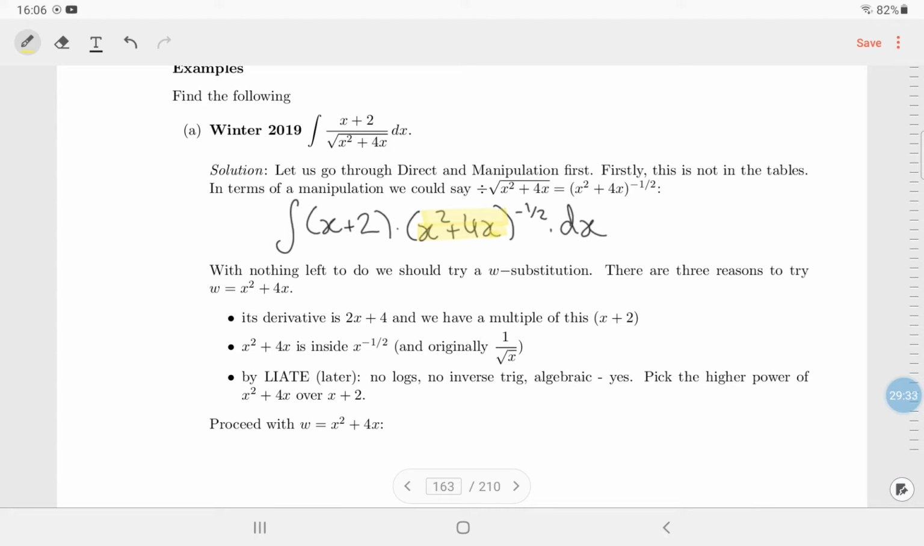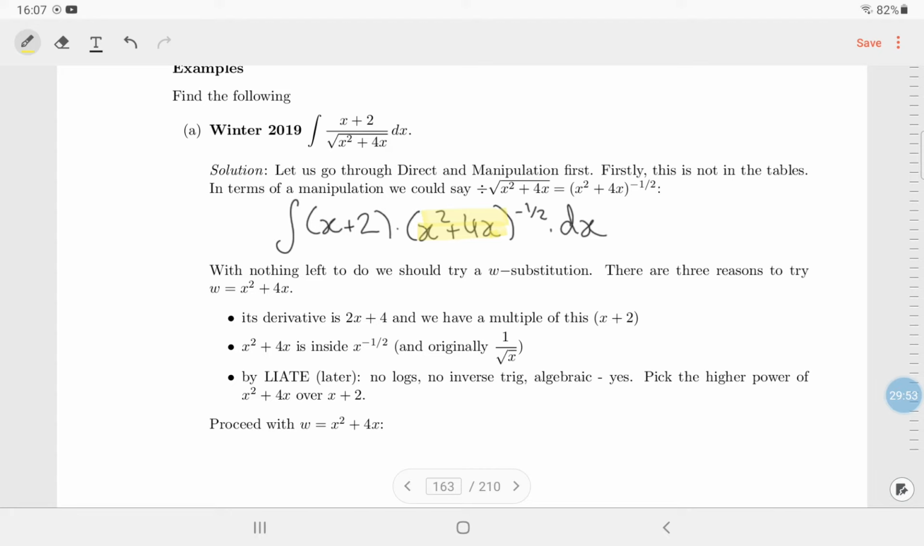And then by Liate, so Liate says, we'll see it later. If there's any logs, you pick the w to be the log. There's no log here. Inverse trig, there's no inverse trig here. Algebraic, yes. And Liate says pick the highest power. And you've got x squared plus 4x versus x plus 2. Now you might say, oh, well, I just pick x squared.